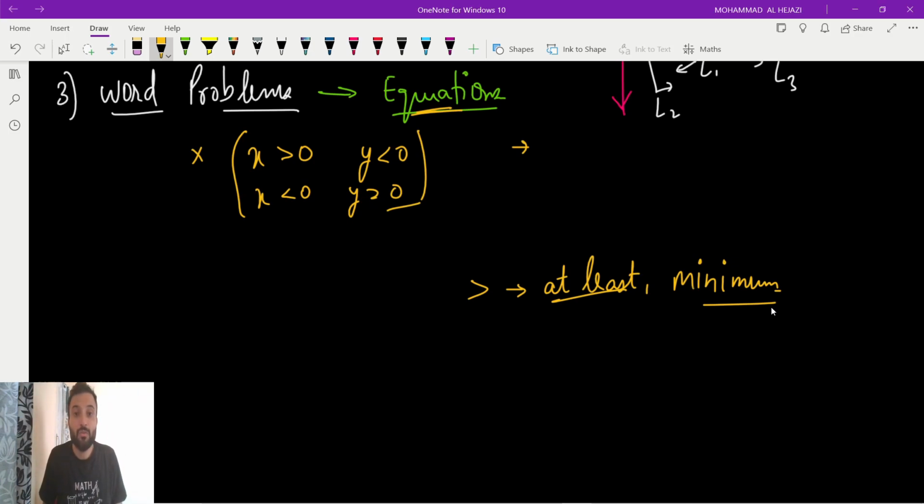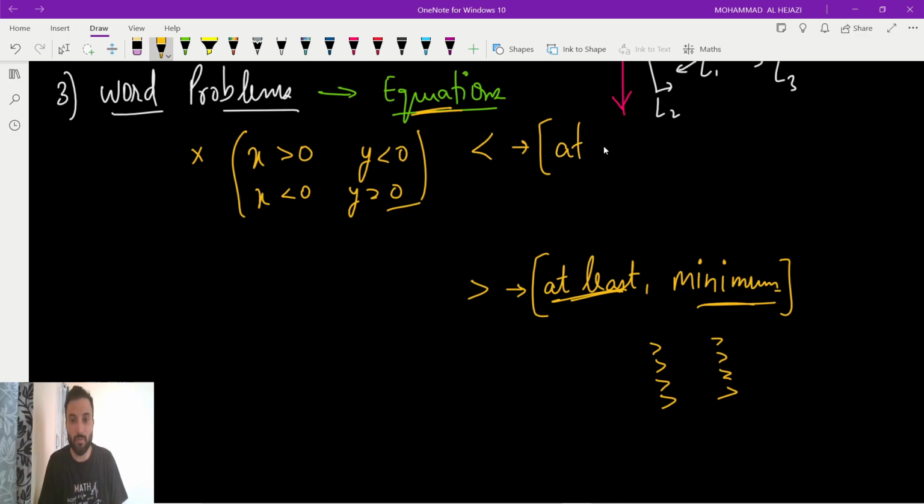Minimum 2 hours you have to take, minimum 10 questions you have to do means 10 or more than 10 you can do, you can't take less. So minimum 10 means 10 or more, so more means greater than. At least 10 questions means 10 or more than 10. So these are the words we have to see. If it is at least, all will be greater than; if it is minimum, all will be greater than.